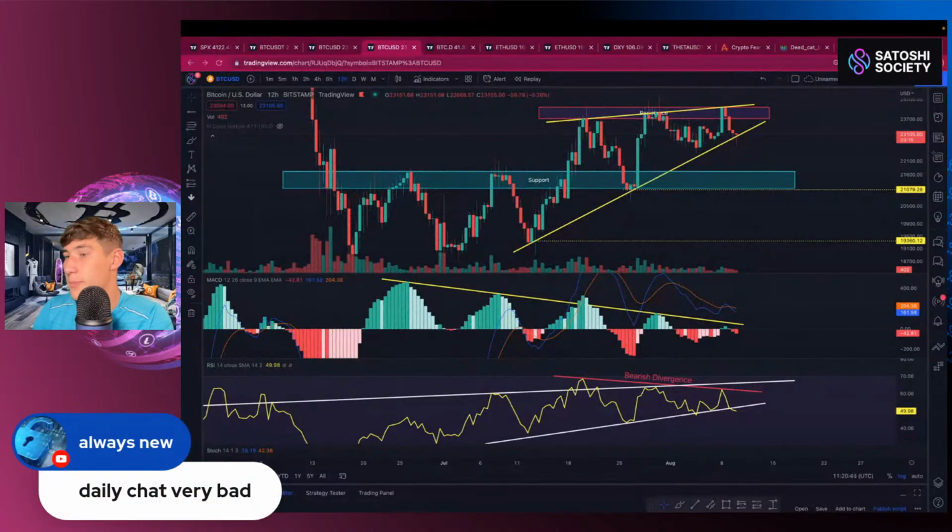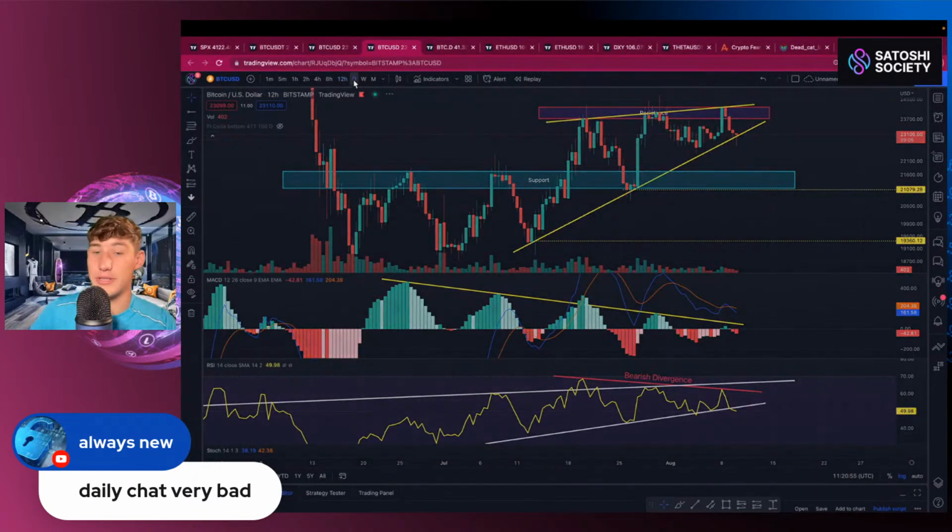Short Bitcoin daily chart, very bad. The daily chart isn't looking good. That just reminded me, thank you, always new. There is something I want to show you on the daily chart as well, which isn't looking too good either.